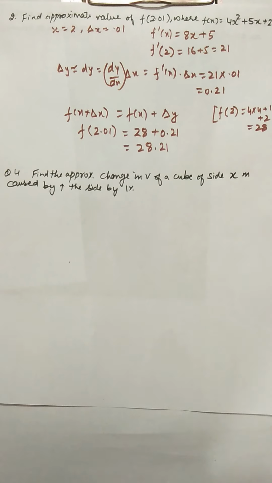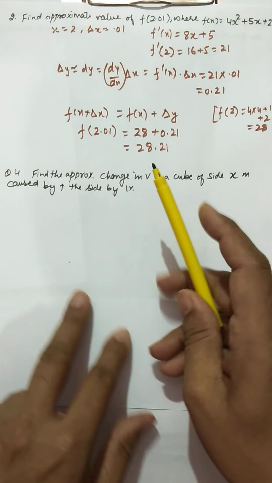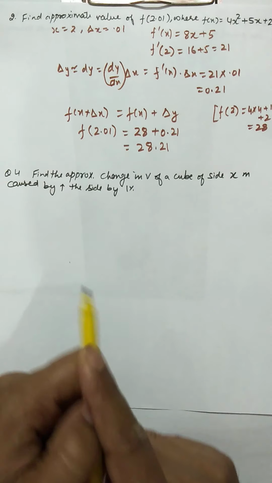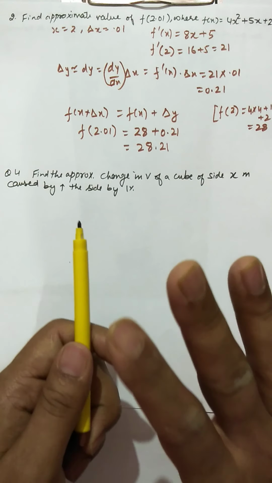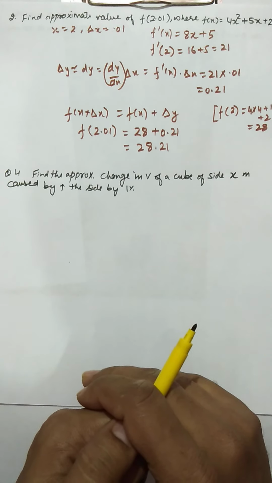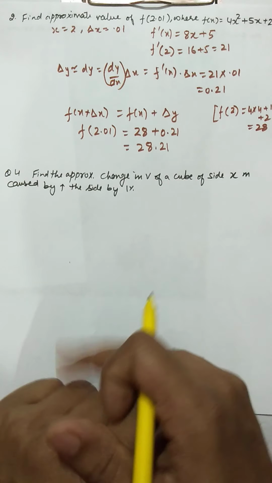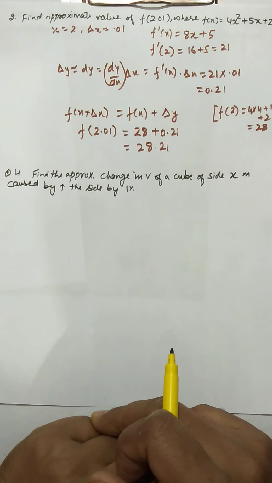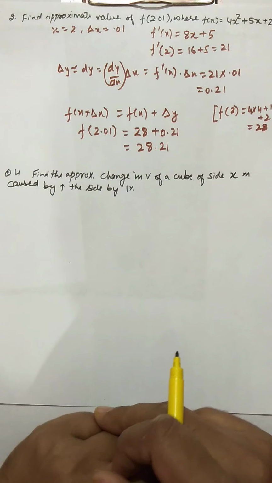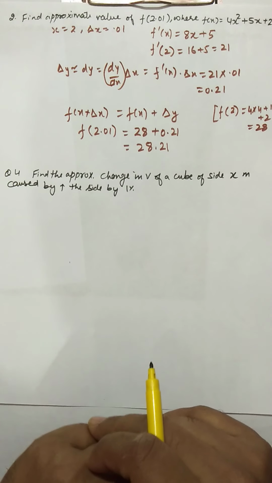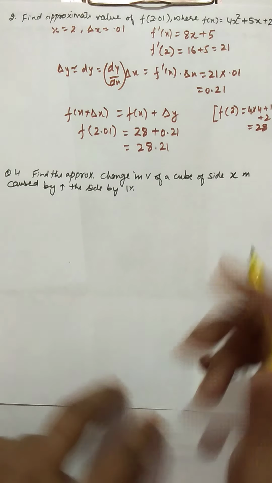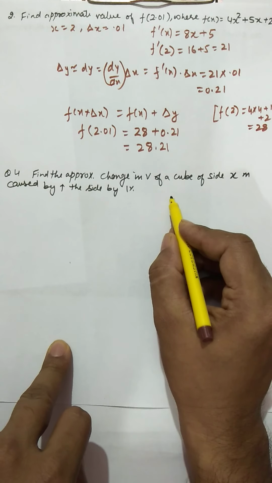So your answer is going to be 28.21. Now consider this question, and this is a very important type, reason being this is most practically used in the industry. Find the approximate change in volume of a cube of side x meter caused by an increase in the side by 1%.